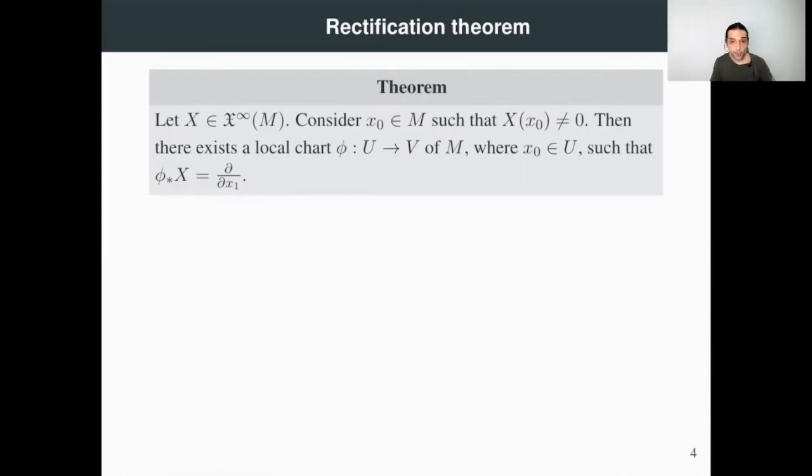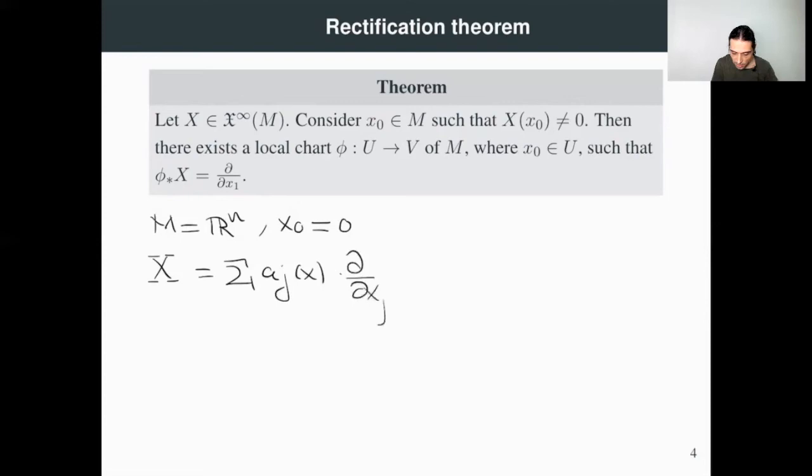And first of all, this is a local theorem, so up to considering a local chart, we can consider that m is equal to R^n, and our point x0 is just the origin, right? And now we can write down the expression for our vector field. And what happens is that one of these coefficients is different than 0 at the point 0. Let us assume that it is the first one. Okay, suppose that a1 of 0 is different than 0.